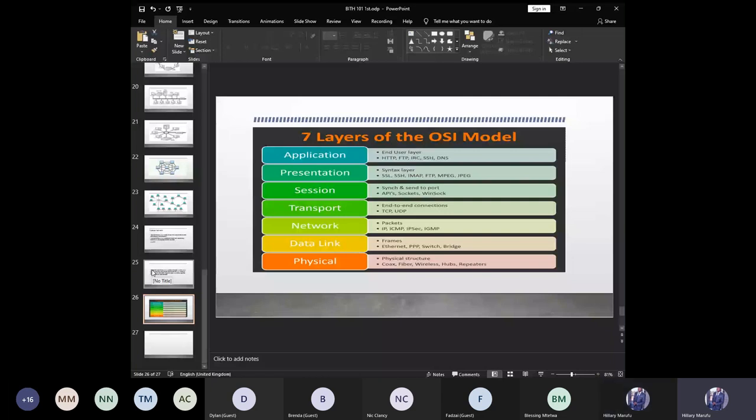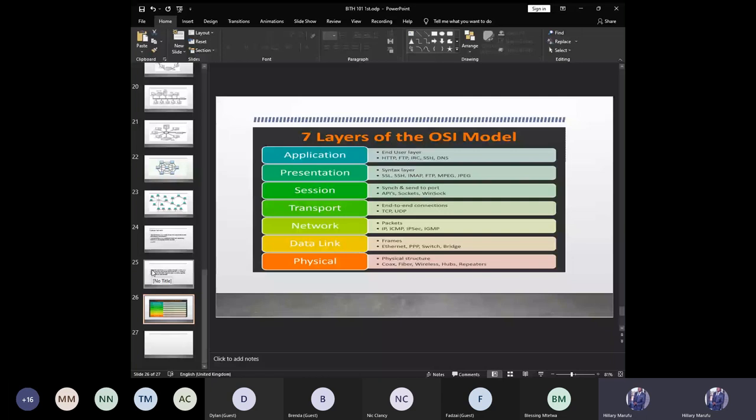Each and every aspect of IT falls within this. Literally each and every aspect, be it software development, graphics, hardware, networking, cloud, whichever the case, everything falls within this diagram. So the acronym is "All People Seem To Need Data Processing", so it becomes easier for you to remember what each layer represents.